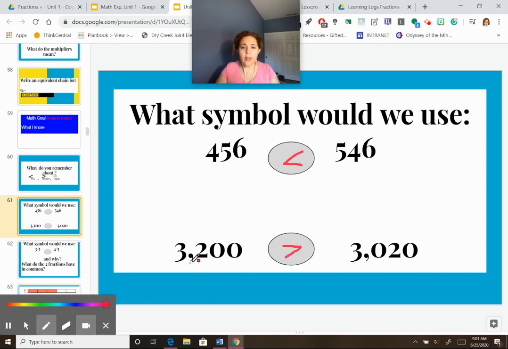Okay, if you said 3,200, you'd be correct. Even though they both have a 3 in the thousands and the hundreds, this one has a 2, that one has a 0, so 3,200 is bigger. All right, so we remember that? All right, let's try that with some fractions.